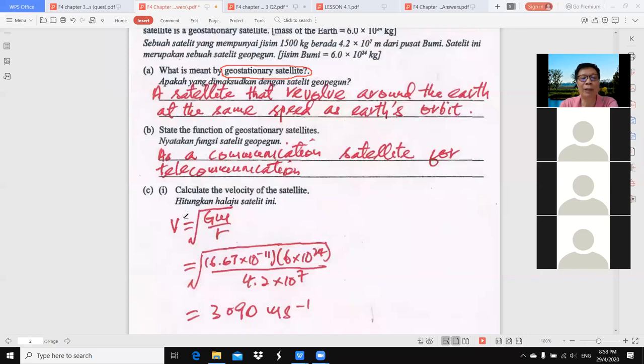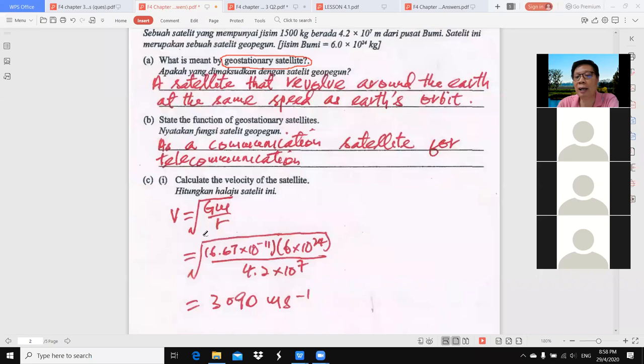To find the velocity of a satellite, the formula is square root of GM over r. You see the different formula or not? This is just to find the orbital velocity. Orbital velocity means how fast a satellite must orbit around the Earth to maintain the position. Understand? So this is orbital velocity.